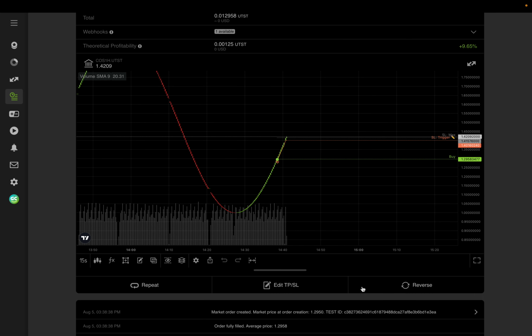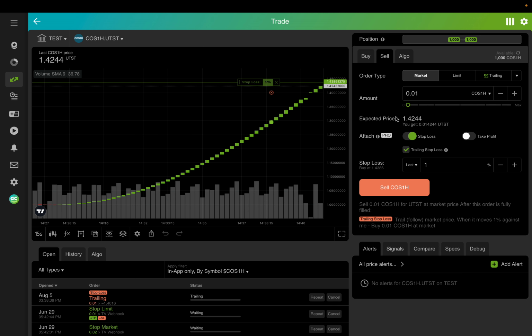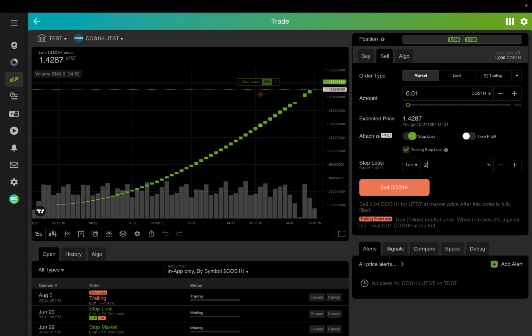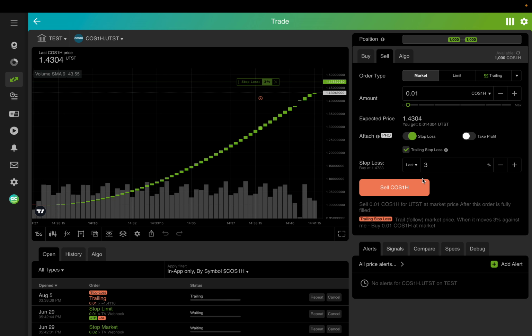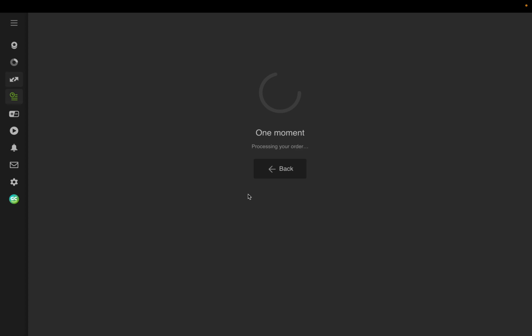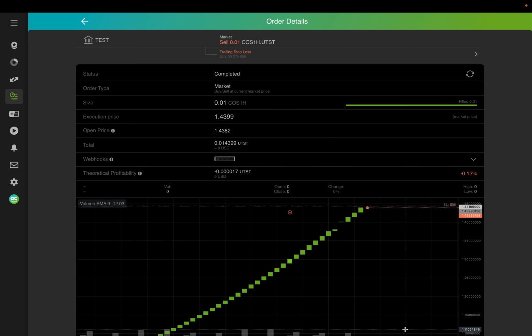Now let's reverse this order, maybe, right? And send the same order, but instead of buying, we're gonna sell here, not touching the same stop loss. We're gonna increase the distance so it will stay active for some time. And you see, it's still a trailing stop loss, but as it is now, we're actually selling, and the stop loss is now higher than the market price.